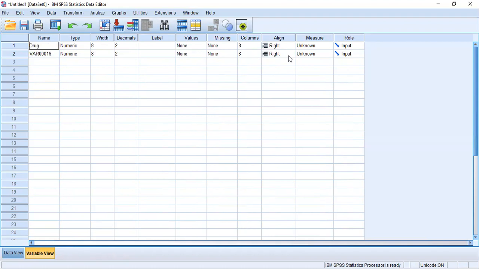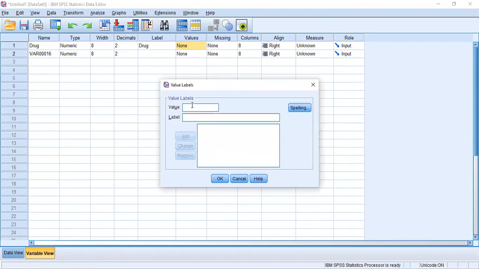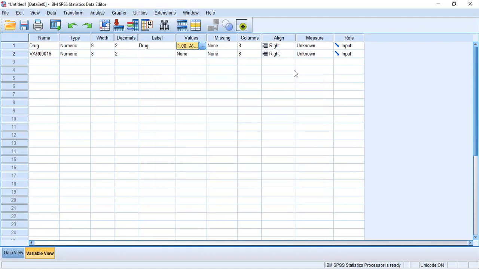So drug is the first name of the variable. The values: we are saying 1 as A, so I'm adding that. 2 is drug B, so I'm saying B over here, and then we have C as 3, the placebo, or you can say drug C, and I add it in. I say okay, and then the measure I'm mentioning as nominal, it is multinomial, having more than two categories in this independent variable of drug.